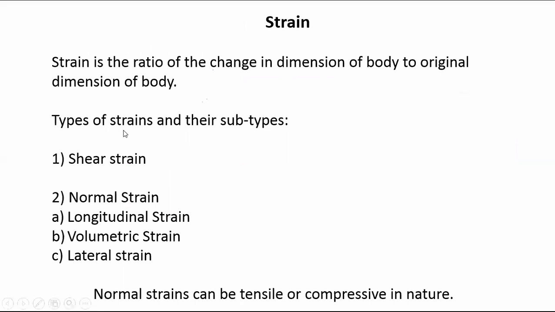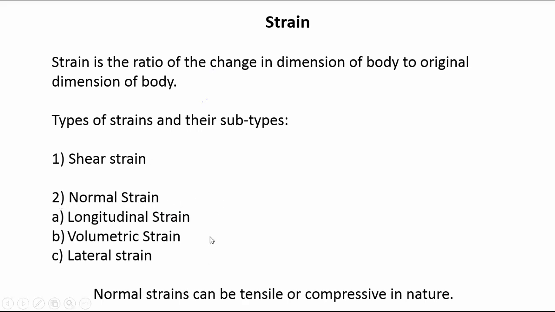Then types of strains and their subtypes. There are two main strains like stress also. There was shear stress and normal stress. Here also shear strain and normal strain. These are the two main types. Then normal strain again has subtypes like longitudinal strain, volumetric strain, and lateral strain. Normal stresses can be tensile or compressive.